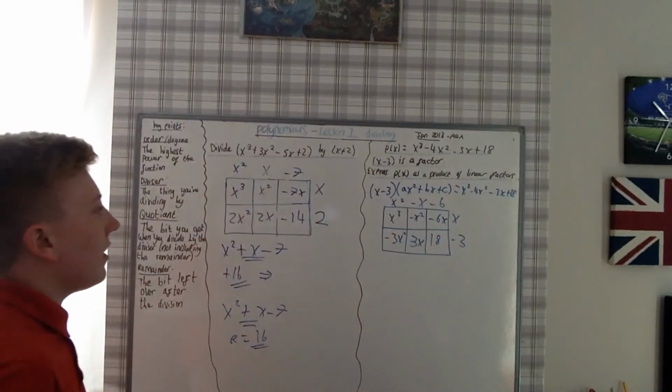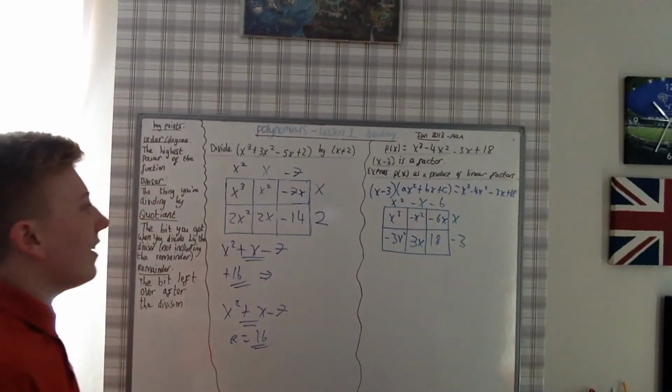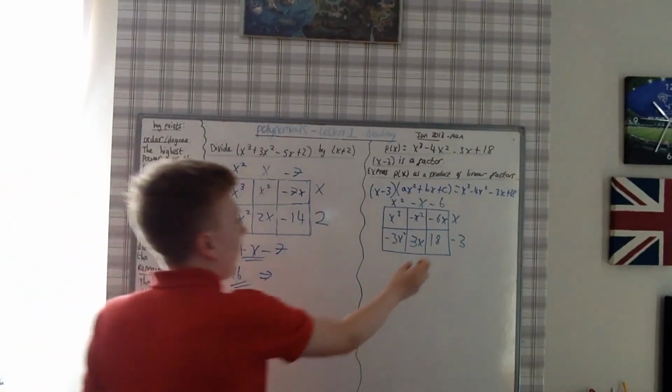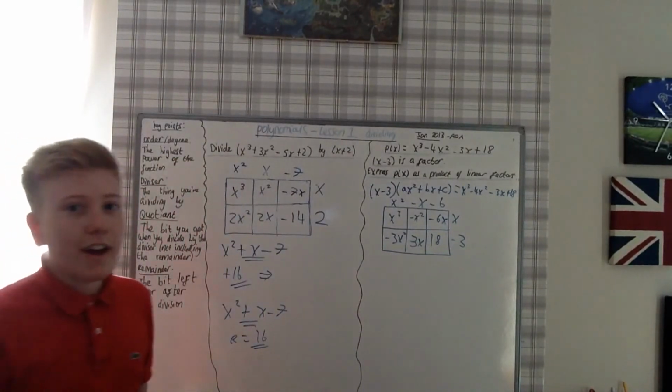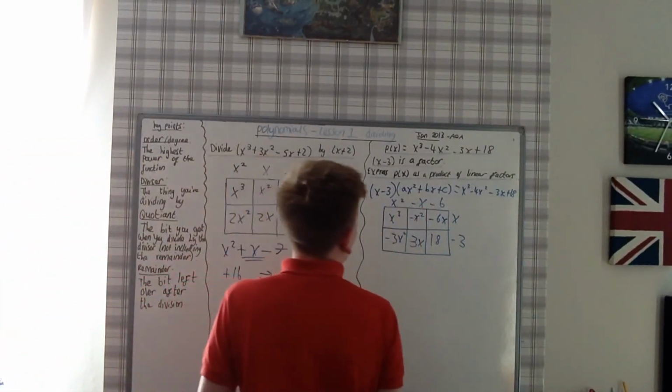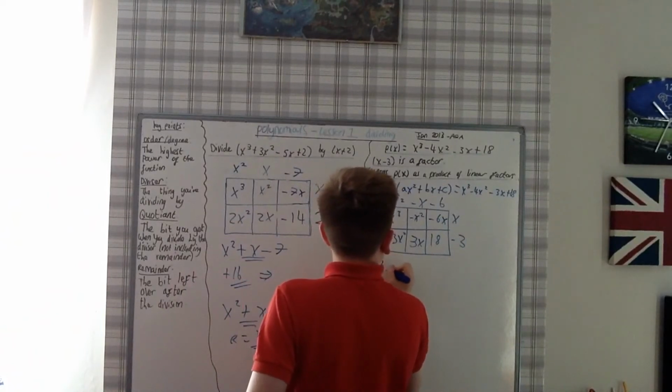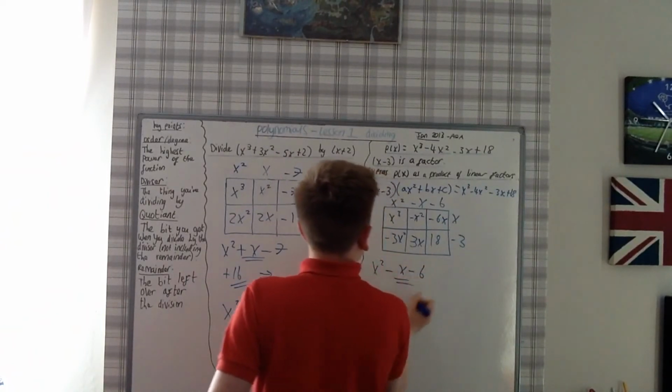Now we're not interested in remainders because we're not going to get any here. As you can see, the 18 is the same as what we have here anyway, so we don't have a remainder. We're looking for the factors. So we know the quotient is our answer here. The x squared minus x minus 6.